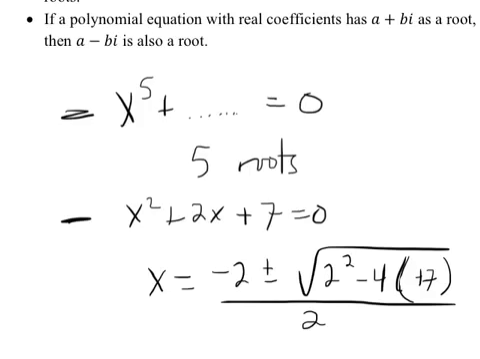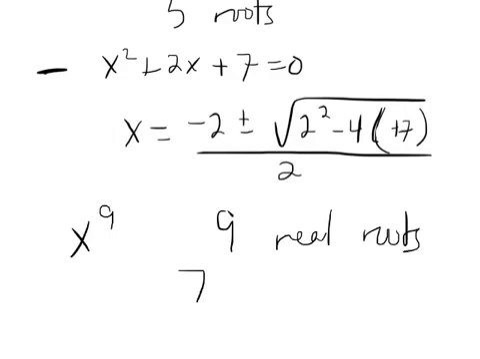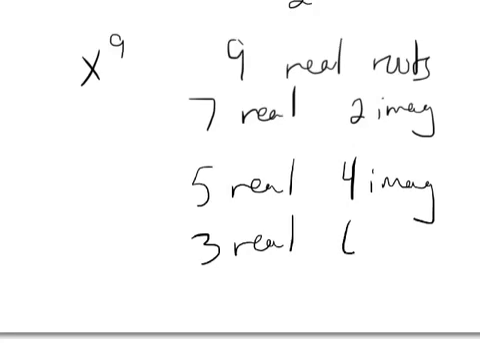So just to think about one more thing: imagine you had an equation that was x to the 9th. What are the possible types of roots you could have? You could have 9 real roots, for sure. You could have 7 real roots and 2 imaginary, because remember, the imaginary has got to come in pairs. You can't get one imaginary. I could have 5 real roots and 4 imaginary, 2 sets of imaginary roots, right? I could have 3 real and 6 imaginary. Or finally, I could have 1 real and 8 imaginary.